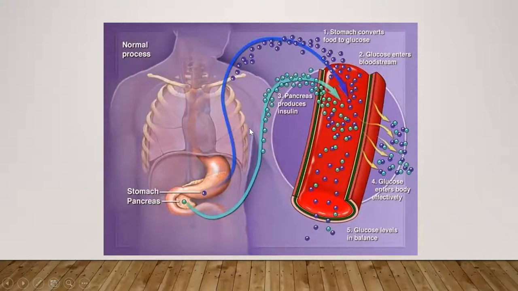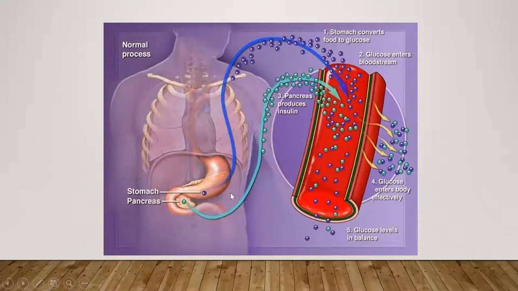So this is the normal process of what happens in our body when glucose sugar is generated and how it is transported to each and every organ and cell in our body. This figure explains it very well. Now see, this is a very normal process. Here, first, the stomach and pancreas are here.